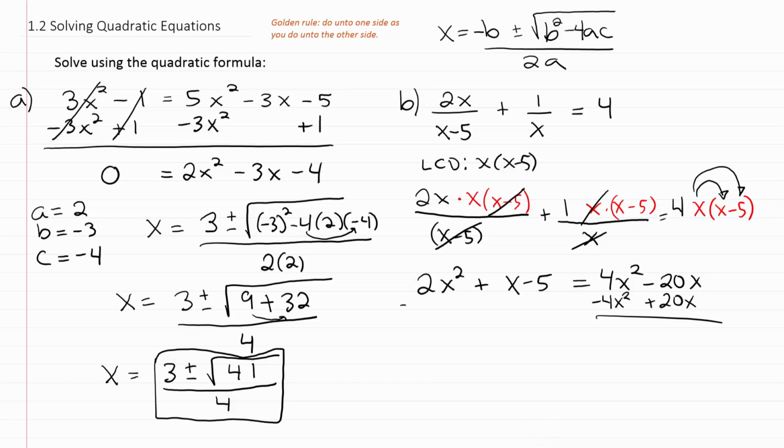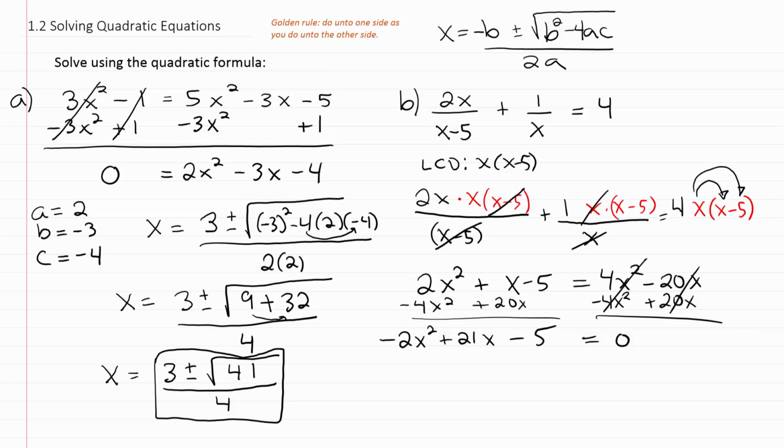So I'll have minus 4x squared and a plus 20x to both sides of the equation. So the right-hand side of the equation will just cancel out to 0, like we want it to. But the left-hand side of the equation becomes negative 2x squared, then plus 21x, then minus 5.